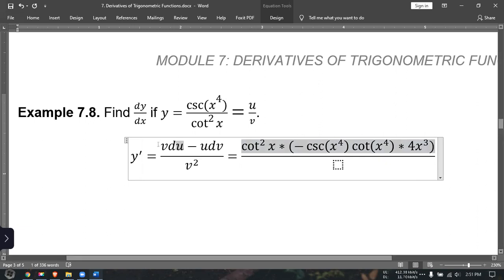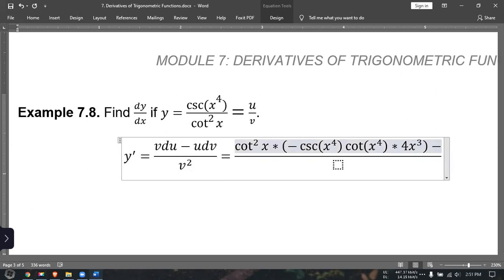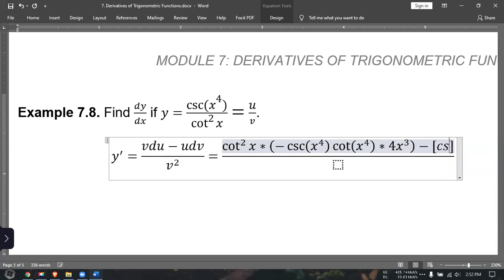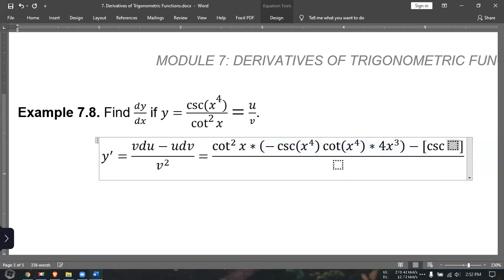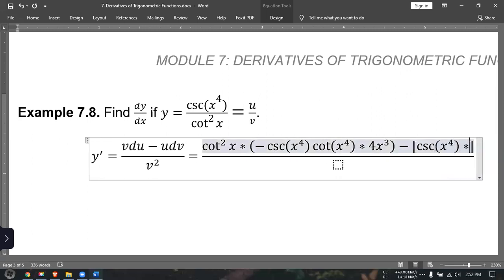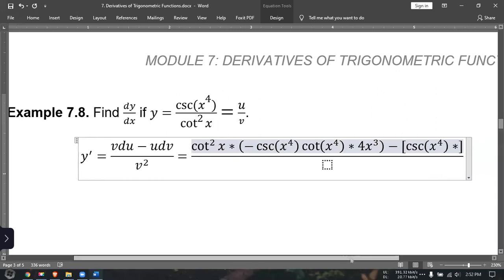Then we'll subtract this by u dv. With parentheses, copy the numerator and multiply this by the derivative of the denominator. The derivative of the denominator needs the chain rule.